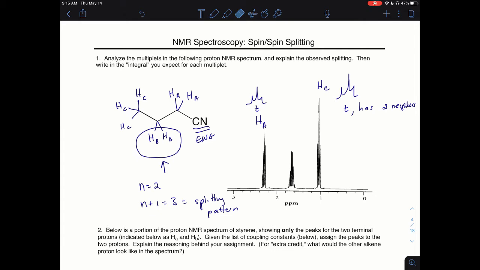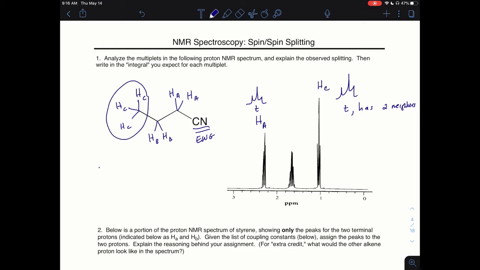Wow, HB is really coupling. That's what it means to split another set of protons. It is coupling to lots of different things. So HB, it has 3 neighbors. And what did three neighbors do? Yeah, three neighbors would split HB into a quartet. HB also has, though, these two neighbors. And what do these two neighbors do? Well, they would split it into a triplet.